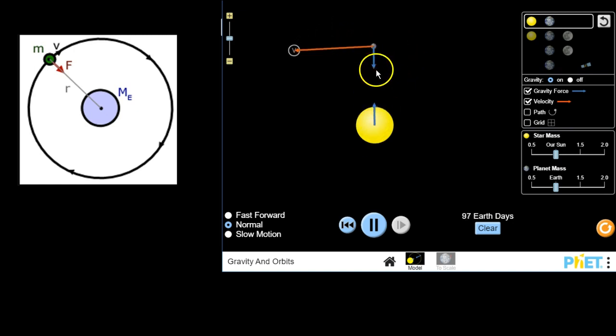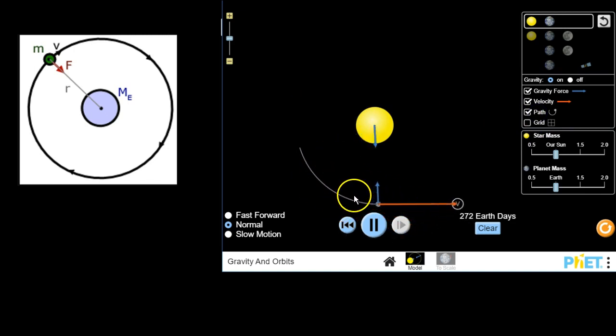How should those forces compare? Hopefully you recognize they should be even by Newton's third law. Okay, and of course the Earth is moving around and around. If I look at the path it's tracing, we're not going to sit here all day, but it's tracing out a circular path.